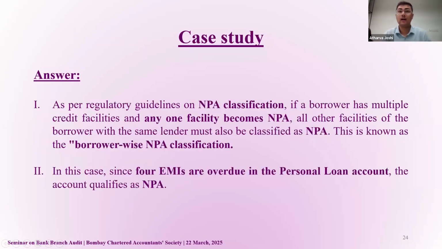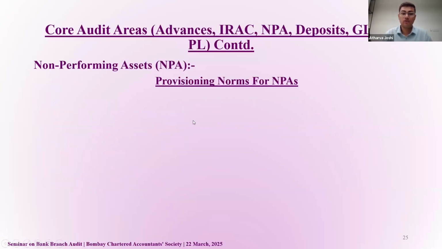As per the regulatory guidelines on NPA classification, if a borrower has multiple credit facilities and if any one of the facilities becomes a non-performing asset, all other facilities of the borrower with the same lender would be classified as non-performing assets. This is known as borrower-wise asset classification, that is NPA classification. And in the given case, since 4 EMIs are overdue in the personal loan, it is classified as NPA. Now let us move towards the other core areas of audit, that is non-performing assets.